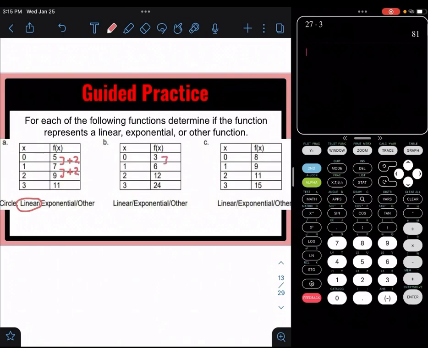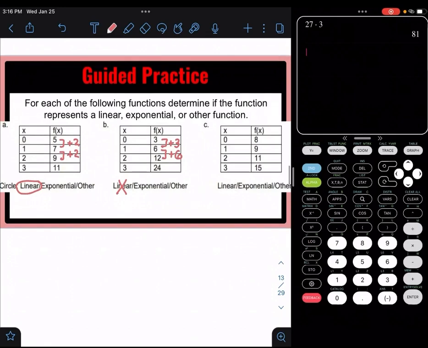Let's see, 3 to 6, I would add 3. 6 to 12, I would add 6, so that is not linear. Let's see if it's exponential. What would I have to multiply to get from 3 to 6? I would have to multiply by 2. 6 times 2, does that give me 12? It does, and 12 times 2 does give me 24, making this one exponential.